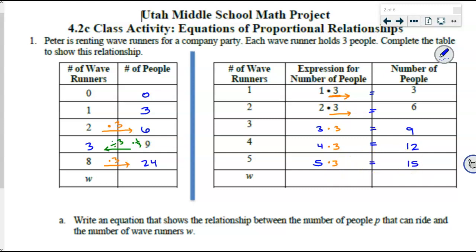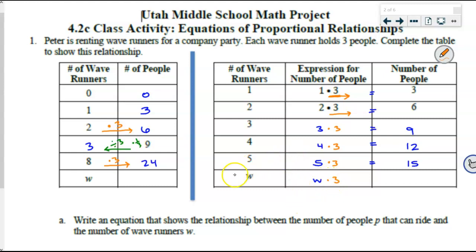All right, how does it look for you guys? Look the same? All right, what am I going to do down here then? What am I going to write right here? Carter. Exactly, W times 3, which you also recognize there's another easier way of writing that, but for right now, let's just keep it W times 3.